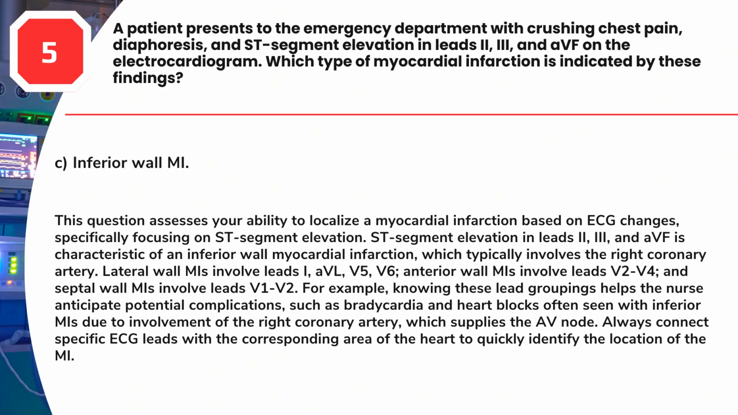the right coronary artery. Lateral wall MIs involve leads I, AVL, V5, V6, anterior wall MIs involve leads V2, V4, and septal wall MIs involve leads V1, V2. For example, knowing these lead groupings helps the nurse anticipate potential complications, such as bradycardia and heart blocks often seen with inferior MIs due to involvement of the right coronary artery, which supplies the AV node. Always connect specific ECG leads with the corresponding area of the heart to quickly identify the location of the MI.